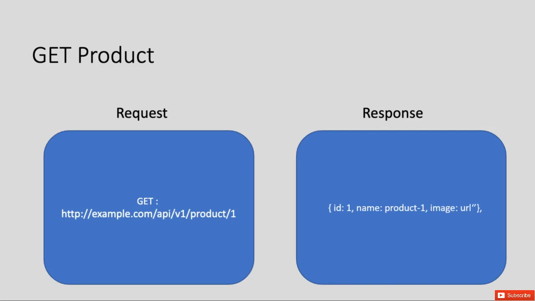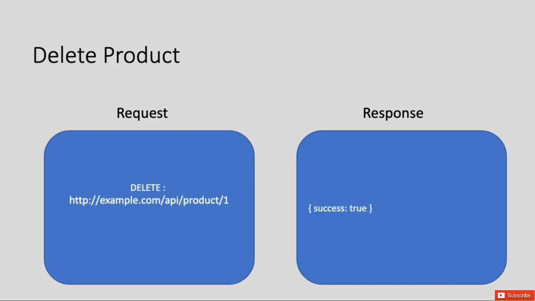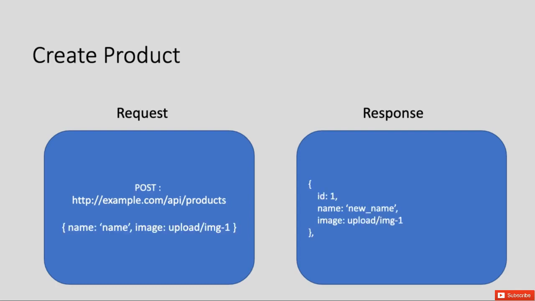Getting a single product by passing the ID of this product, it will give me JSON file with all detail of the product. When I want to update a product, I send a put request with the ID of the product and also attaching the new data. And the response will be the same product but with a different data. And deleting a product is just passing the ID of the product with delete request.